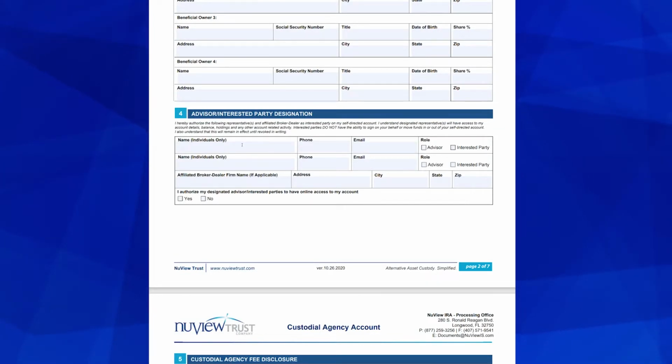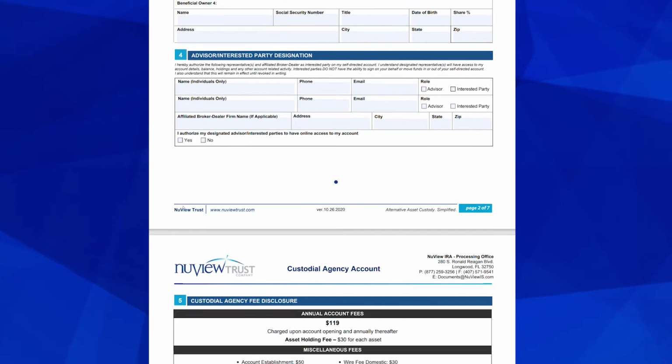And then affiliated broker dealer firm name. So if you have an advisor here, if you are the advisor and would also like to list your broker dealer as an organization or entity that could reach out and talk to my team and talk to us about these accounts, you'd list them here as well. Similar to the account holders, we are requesting if the individual wants to authorize the interested party to have online access and a portal login to access account information through our portal.